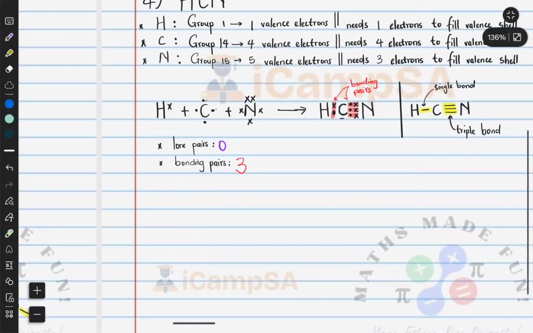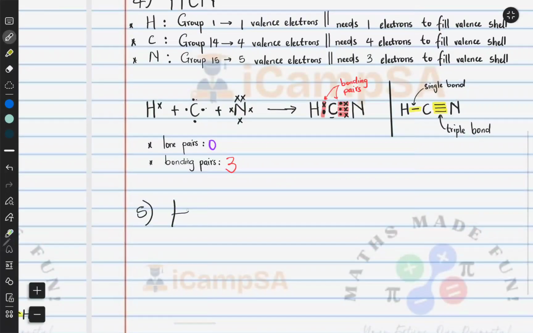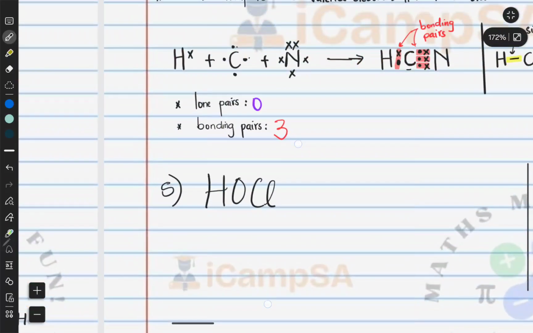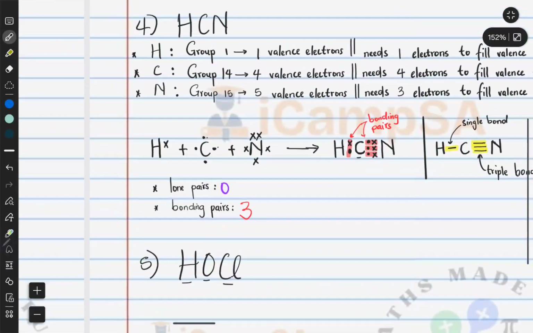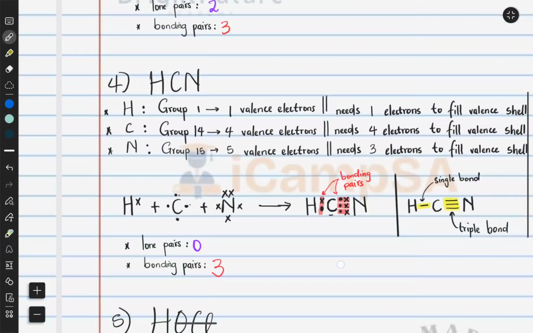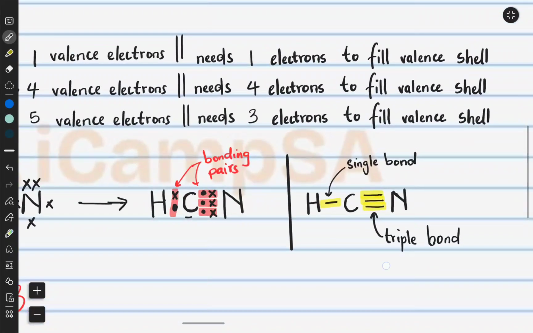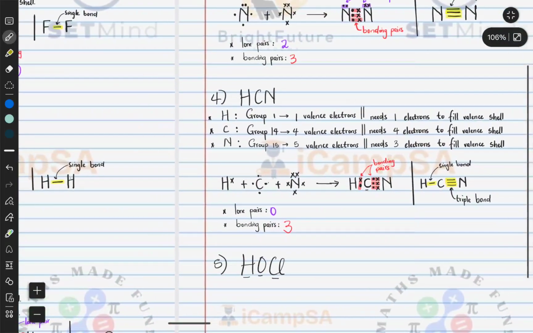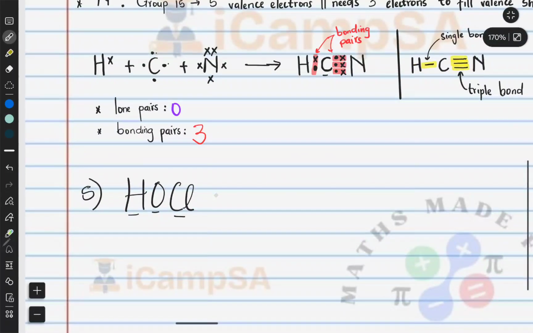Perhaps as your own homework, you can try this one. Try HOCl, right? The atoms that are involved here are hydrogen, oxygen, and chlorine. Try that molecule and try drawing a Lewis dot diagram for that. Take out the number of lone pairs, the number of bonding pairs, and whether or not there are single, double, or triple bonds between the atoms that make up this molecule. All right, so that's your homework.